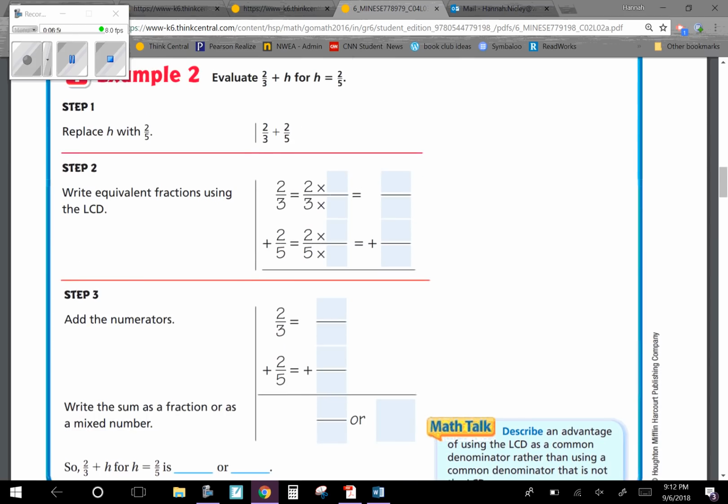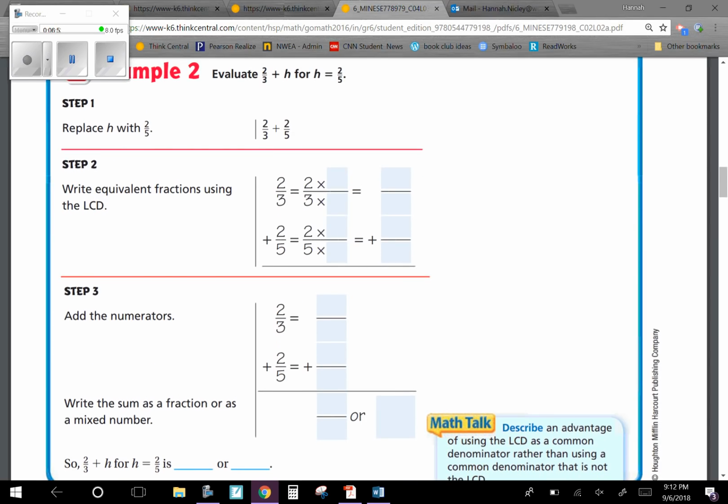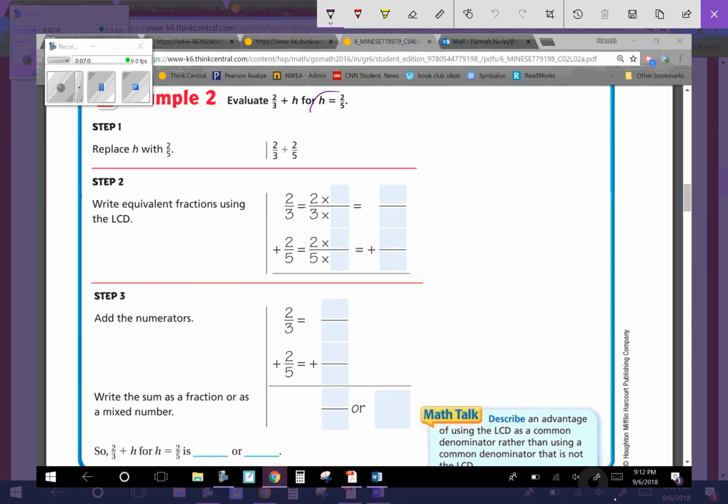And our last example, example 2, says evaluate 2/3 plus h for h equals 2/5. Do not overthink this. Okay, you're just plugging h equals in for h. So we're replacing h with 2/5. So instead of 2/3 plus h, we now have 2/3 plus 2/5. So we're going to write equivalent fractions using the least common denominator, which if I look at 3 and 5, I already know 3 times 5 is 15. So I'm going to do that. So 3 times 5 is 15.